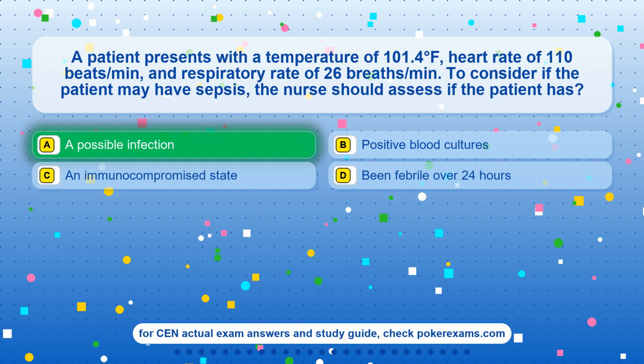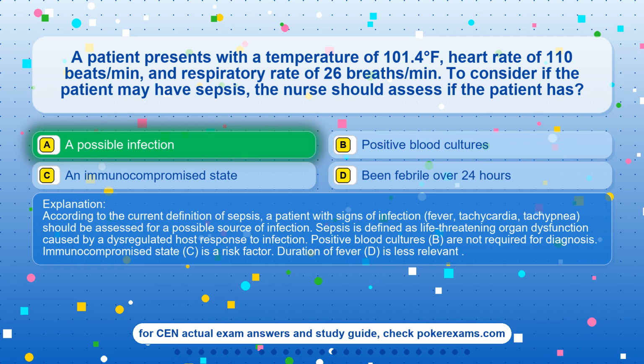The correct answer is option A. A possible infection. According to the current definition of sepsis, a patient with signs of infection, fever, tachycardia, tachypnea, should be assessed for a possible source of infection. Sepsis is defined as life-threatening organ dysfunction caused by a dysregulated host response to infection. Positive blood cultures, B, are not required for diagnosis. Immunocompromised state, C, is a risk factor. Duration of fever, D, is less relevant.